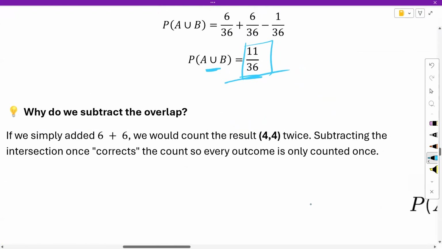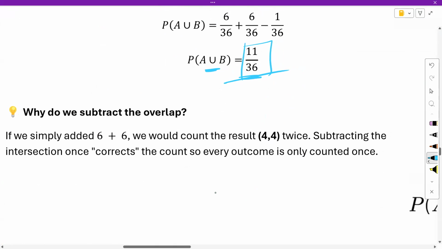So why do we subtract the overlap? If we simply added 6 plus 6, we would count the result 4 comma 4 twice. Subtracting the intersection once corrects the count, so every outcome is only counted once.